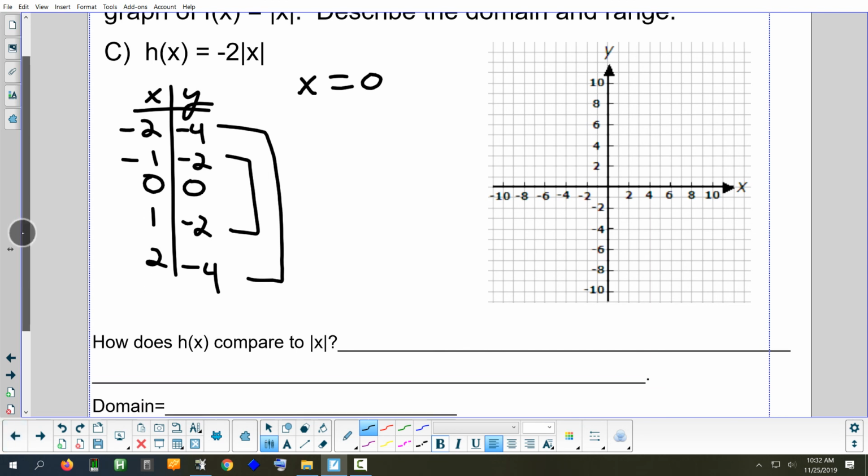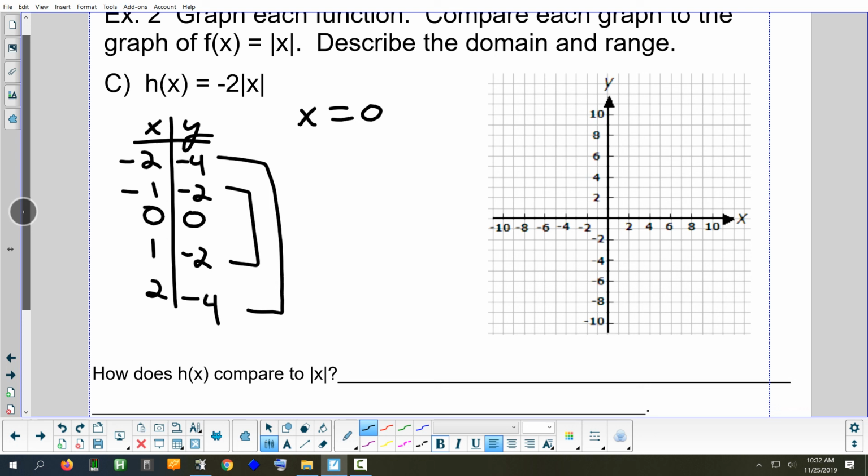Now, watch what's going to happen here. We've got that negative. So I'll show you. We've got 0, 0. Negative 1, negative 2. Negative 2, negative 4. 1, negative 2. And 2, negative 4. There's your V shape.